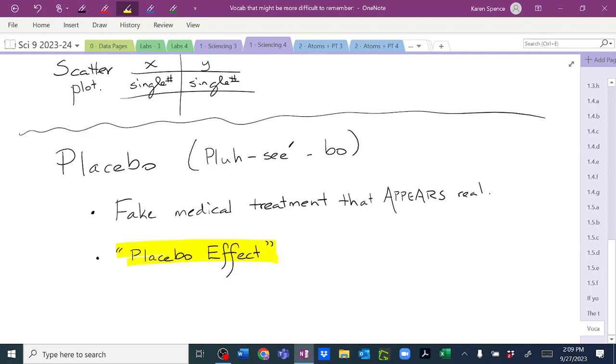So we have a fake medical treatment that appears real. What happens if someone experiences the placebo effect? Yes, Sophia. Yeah, so if you experience the placebo effect, what it means, and I think that I sometimes experience the placebo effect because I'm one of those people who takes supplements, right? I take this substance, it's a plant, it's called ashwagandha, and it's supposed to be a mood stabilizer. Yes? It's supposed to stabilize your mood. Thank you. Does it work?